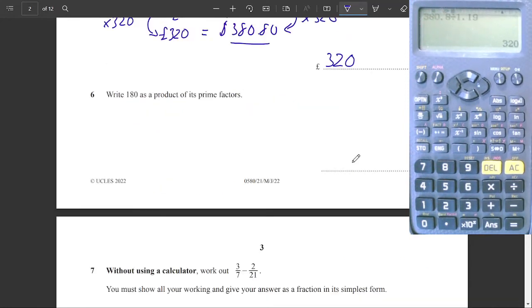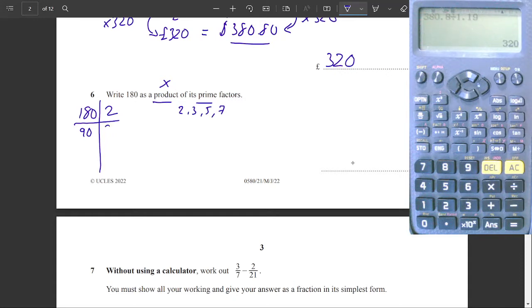Question 6. Product means multiply. Okay, prime, we know what the prime numbers are. 2, 3, 5, 7. Factors is everything that divides into 180. There are different methods to do this. There's the factor tree. I'm going to do the fishbone method. So we start by this. We do 180 divided by 2. It's 90, because 2 is the first prime number and it goes into 180.